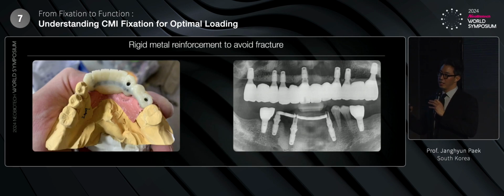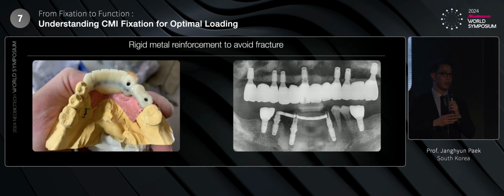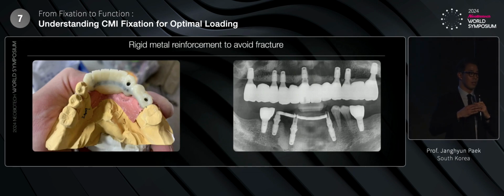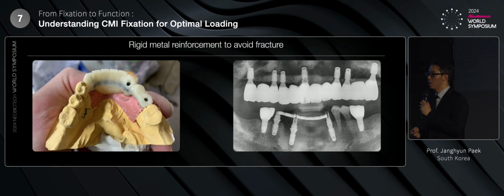And also in big cases or multiple cases, we have to reinforce our immediately loaded provisional with some type of metal framework because it's acrylic, it's PMMA, it's not as strong as zirconia. We have to provide more strength to our provisional prosthesis. So what I do is I cast the metal framework and embed it into the provisional prosthesis. If the provisional breaks, that's going to cause a big issue. Not only is it broken, but it will also cause a lot of stress and micromotion to the fixtures.